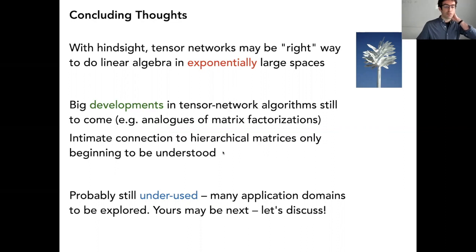I think there are still also very big developments yet to come in tensor networks if more people were working on it, like analogs of matrix factorizations that are deterministic and efficient. And they're probably still underused. There are many application domains that could be added to this list of interesting applications. And a lot of these applications could be pushed much further and much harder. So your area may be another area where these could be used. So let's talk about it. And thanks for your attention.